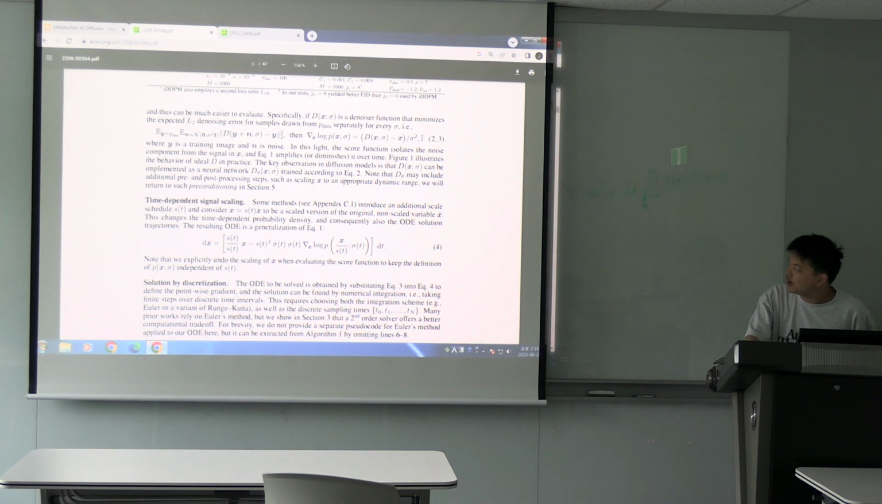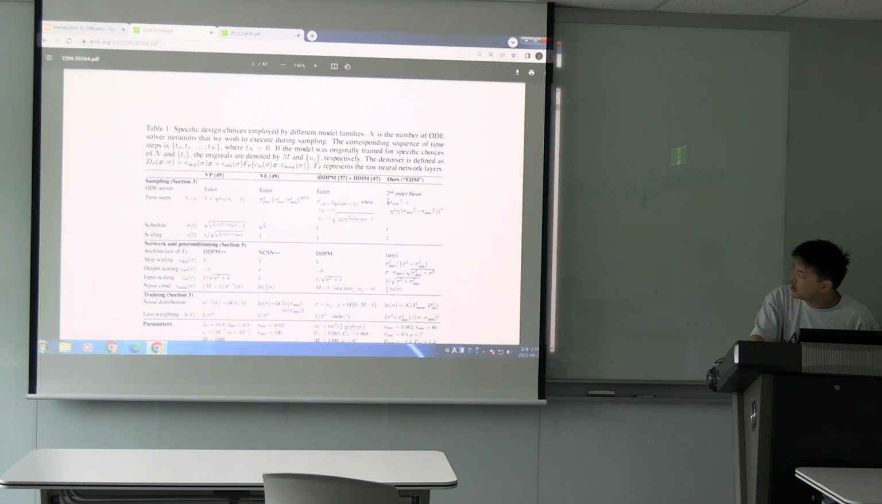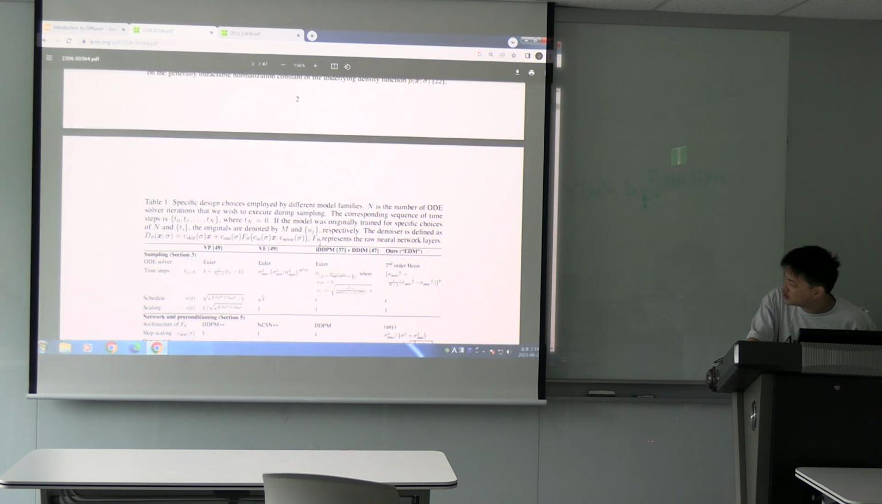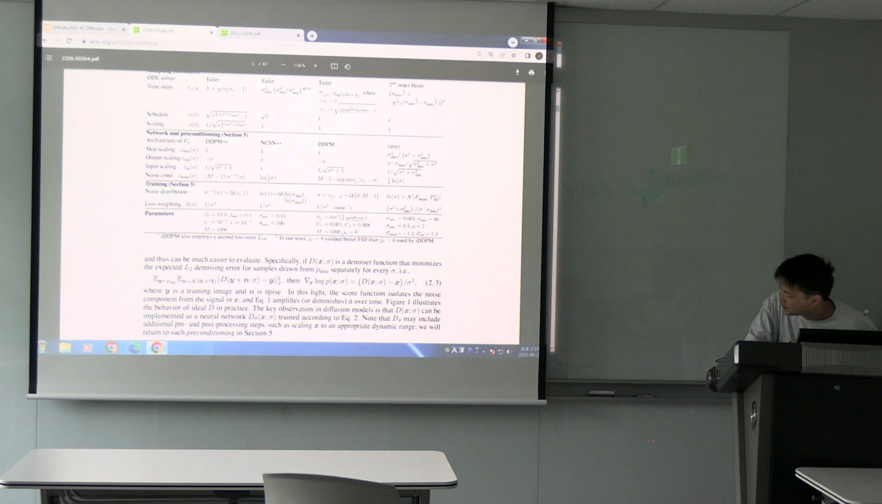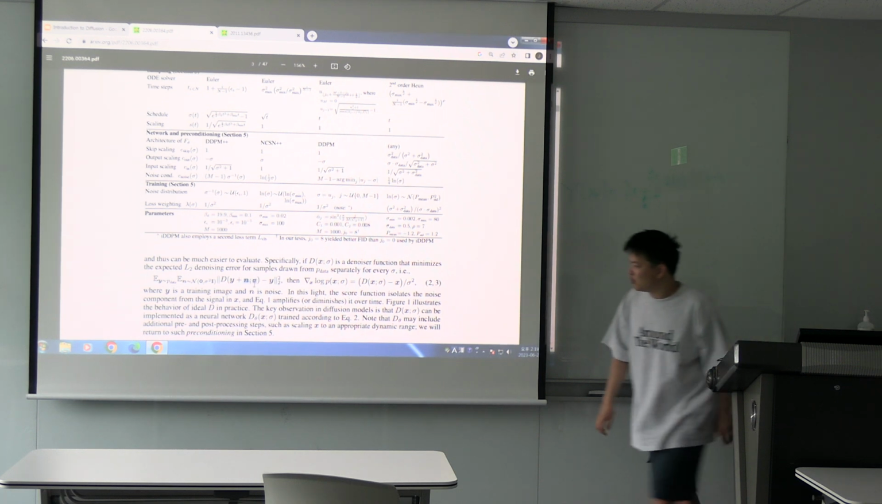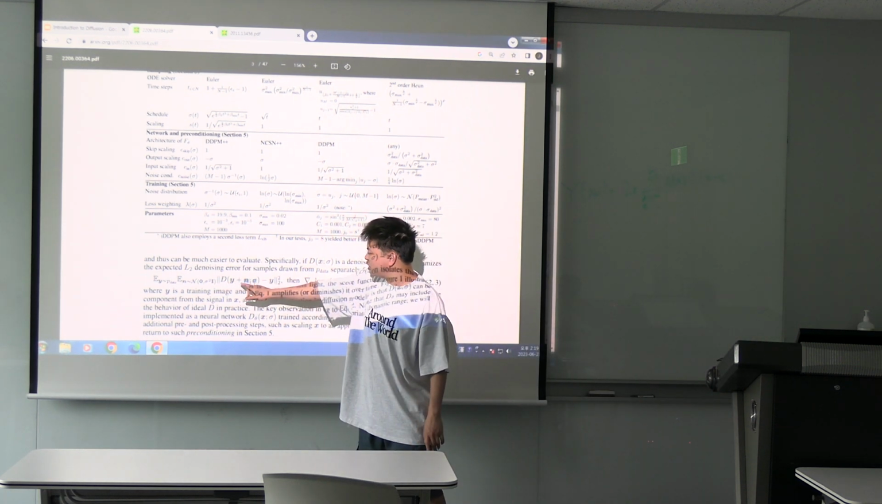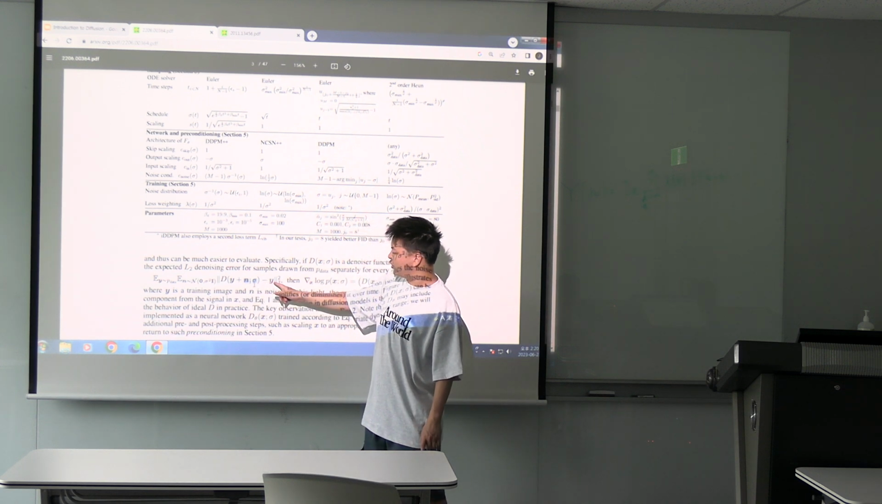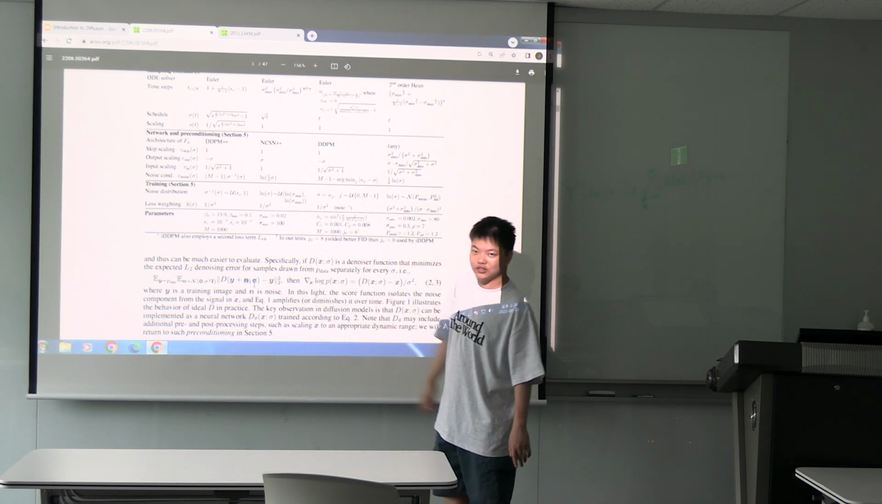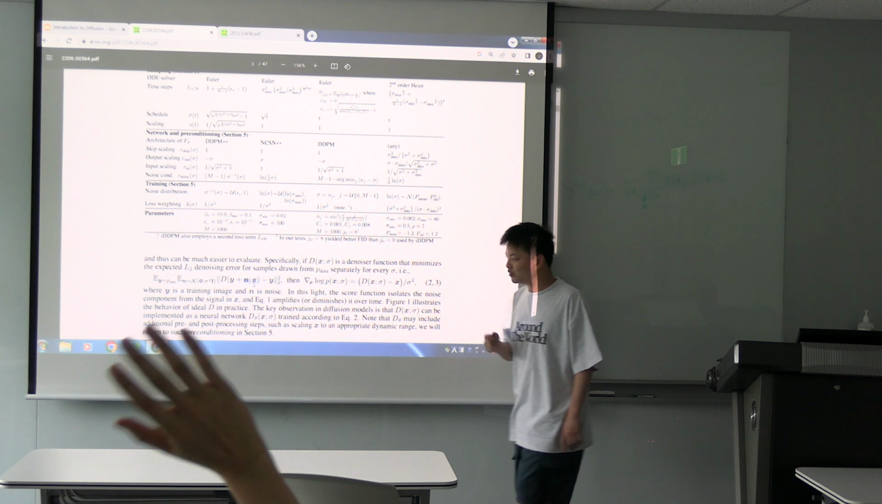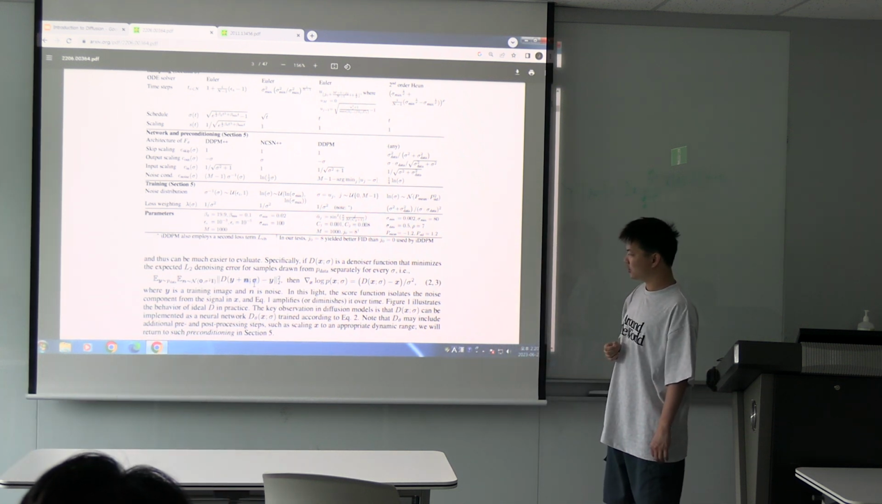X0 prediction. The loss can be viewed as giving the model a noisy image. Here, y plus n is a noisy image, so we give the model a noisy image and predict the clean image, x0.